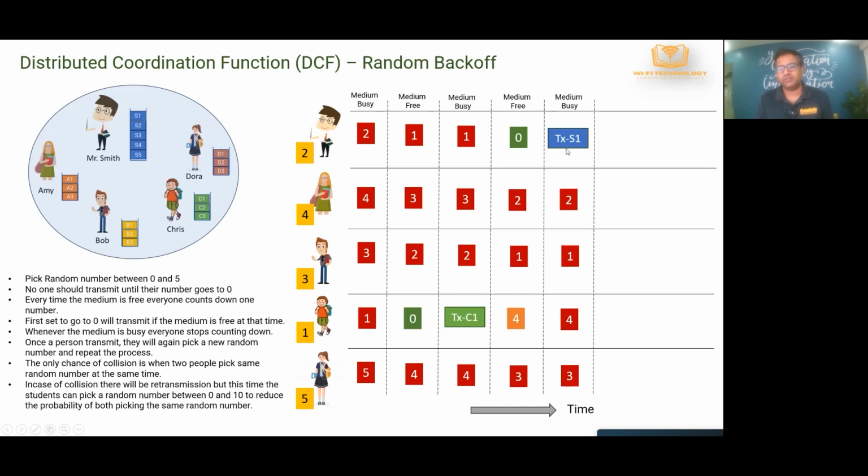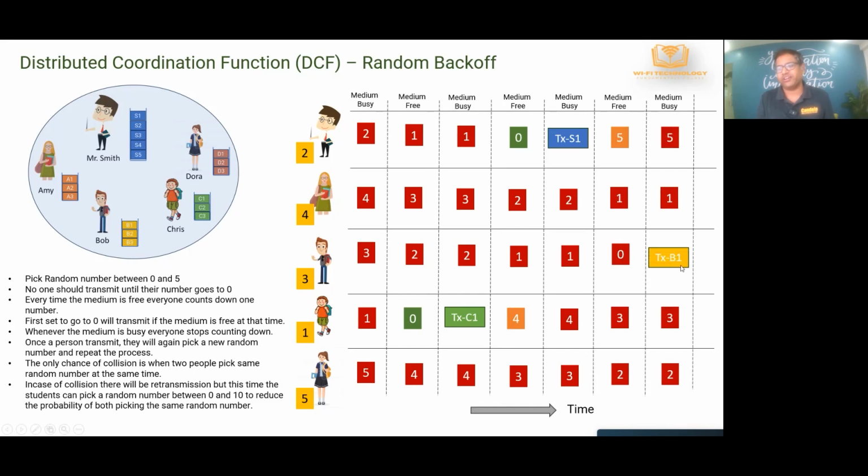Because the medium is busy again. So the requirement is anytime the medium is busy, you have to freeze your counters. Anytime the medium is available, you cannot transmit, you still have to count down. And when the medium is free and you have counted down to 0, then you get to transmit. So the next instance, again, there is countdown to 0. This time, Bob has went to 0, so Bob can transmit now, right?